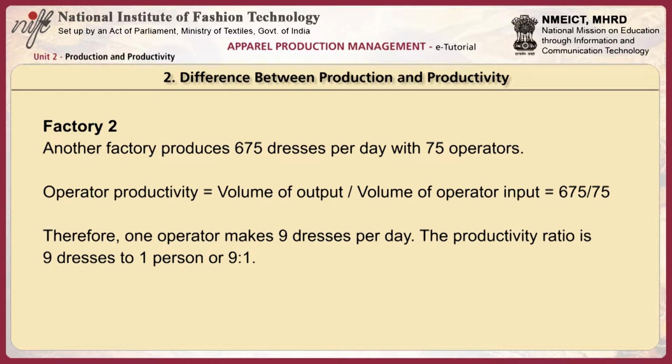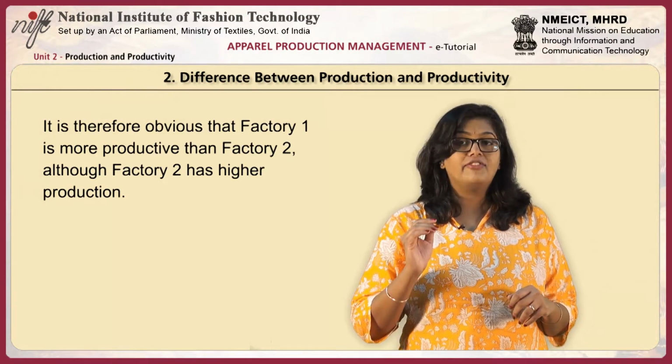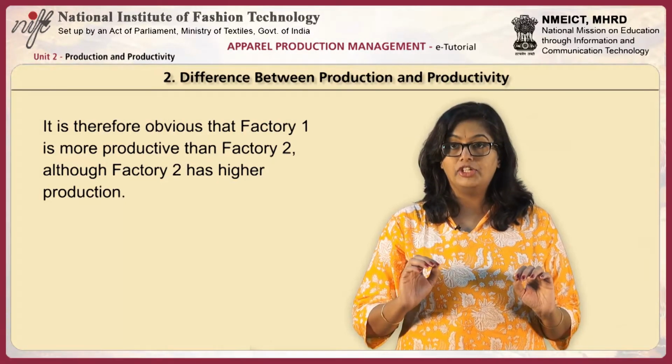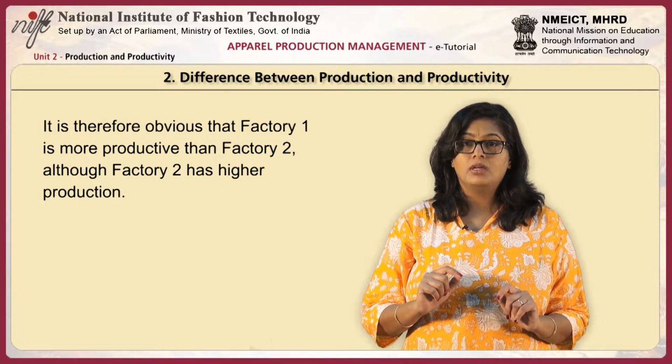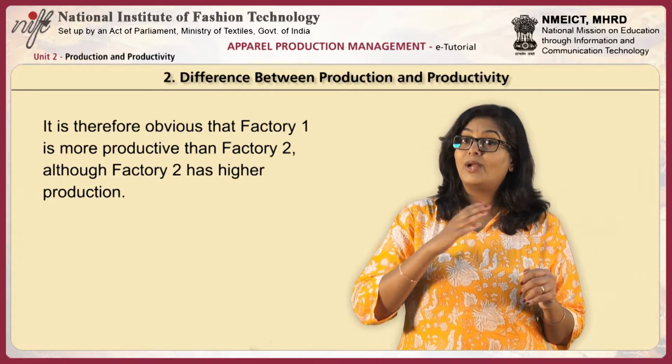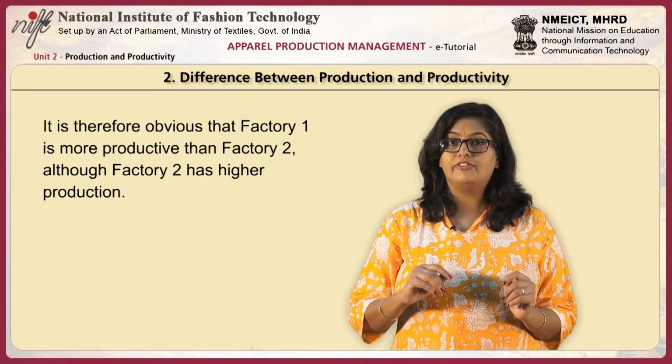But wait, don't you think 675 is a higher production factor compared to Factory 1? If we go by this calculation, we get 675 by 75. The answer would be 9 dresses per day by one operator. In this scenario, the productive ratio is 9 dresses to 1 person, that is 9:1. Isn't it obvious that Factory 1 is more productive than Factory 2, although Factory 2 has higher production? So, as we said earlier, production and productivity are completely different terms.